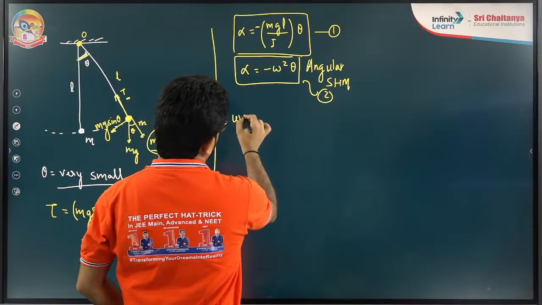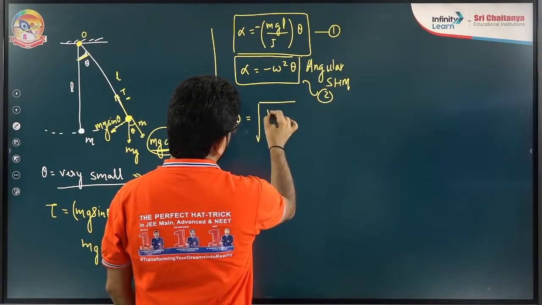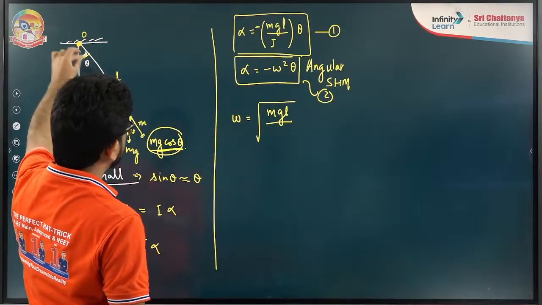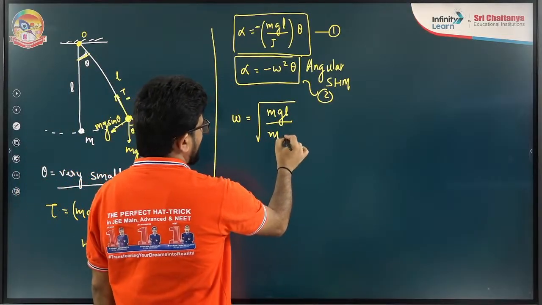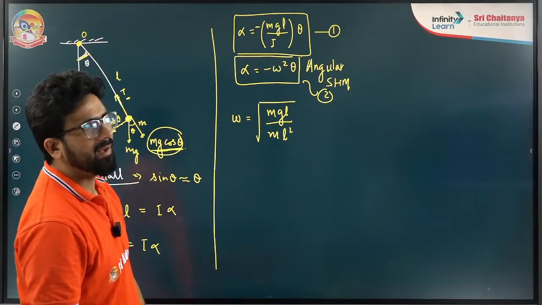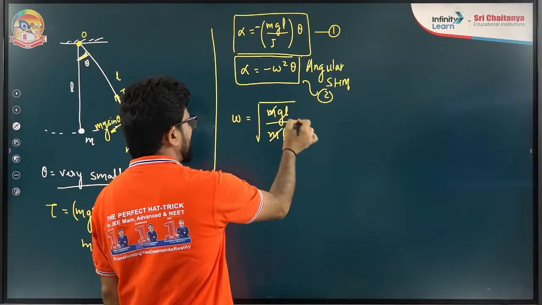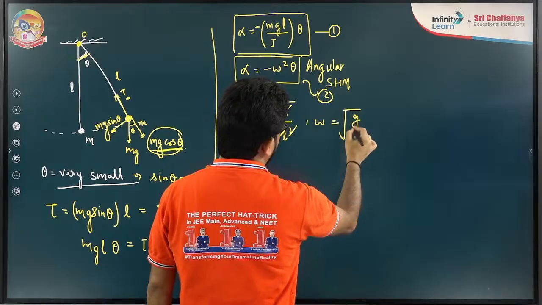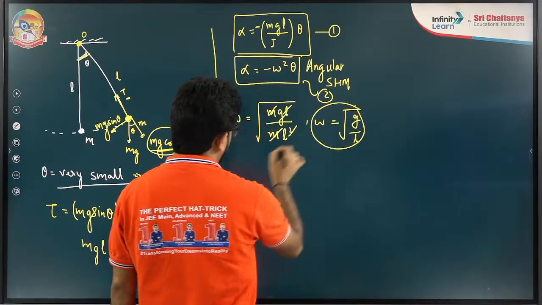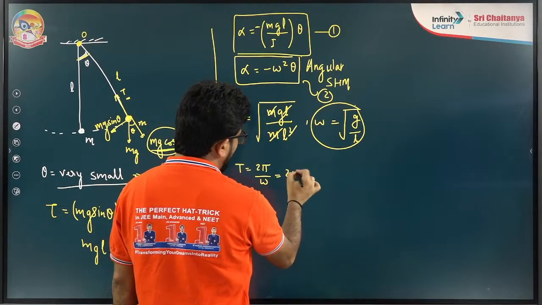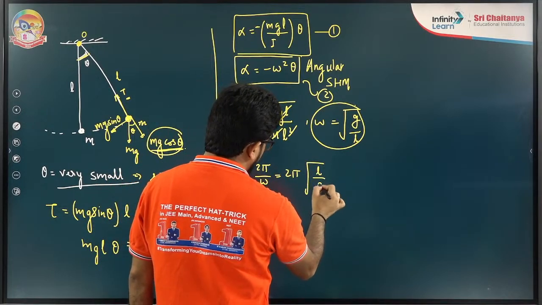So what is omega? Omega is equal to under root of mgL by I. What is the moment of inertia about this? Because this mass is m and length is L, so mr square, or you can say mL square. So m is cancelled, one L is cancelled. Omega becomes under root of g by L, and you get the time period equal to 2 pi by omega. That means 2 pi under root of L by g.